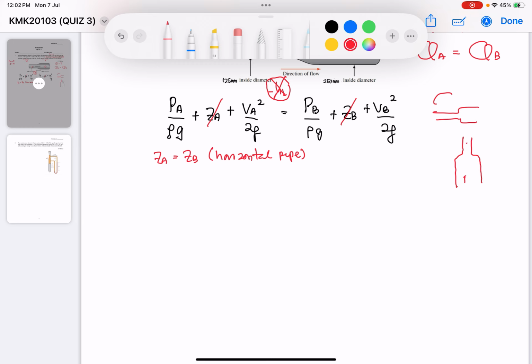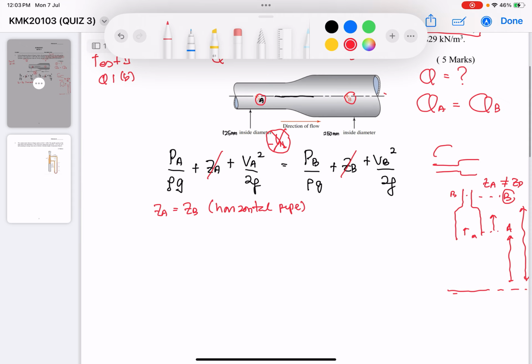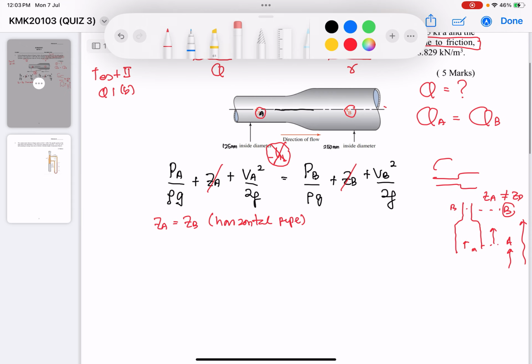For example, the oil has the same specific weight, and it is flowing from point A to point B. All the information is the same, except that ZA for the test is not equal to ZB, because obviously from the diagram, this is my point B, this is my point A. Let's say this is my reference point. The height of point A is not equal to the height of point B. Therefore, I cannot just say ZA equals ZB because it looks the same as the quiz question. It is wrong, because we have to understand the concept of potential energy.